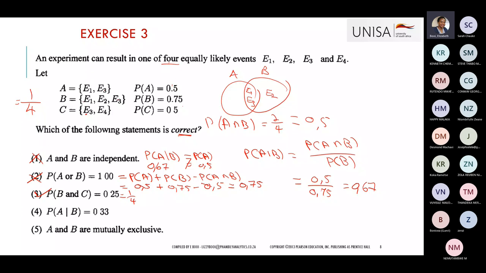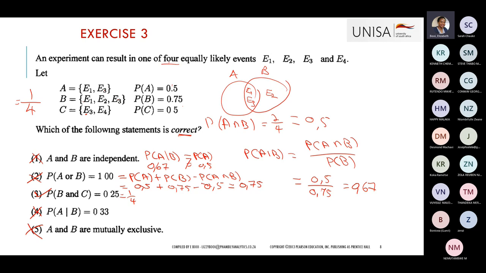The probability of A given B, we did calculate that. We did find it, it's 0.67. So this will be incorrect. A and B are mutually exclusive. We did find that they are 0.25, so that won't be correct. And that's how you will answer the questions.